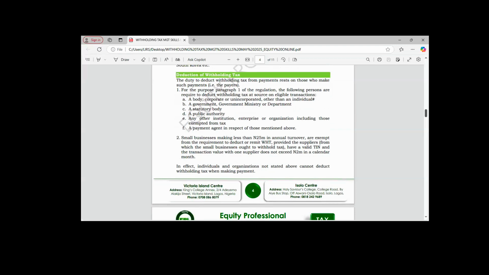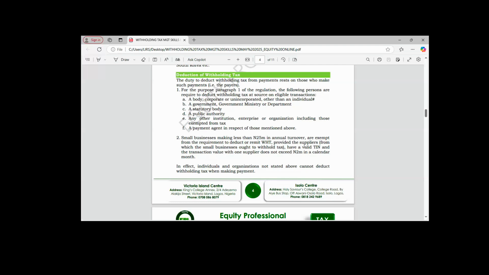So in essence, the new tax law now provides for small businesses making less than 25 million in annual turnover. Because we know that businesses are divided into three: we have small, medium, and large. So for a small company whose turnover is 25 million and below, they are exempted from deducting withholding tax.